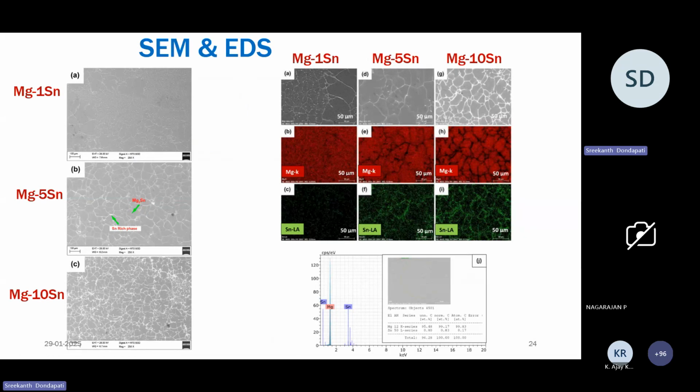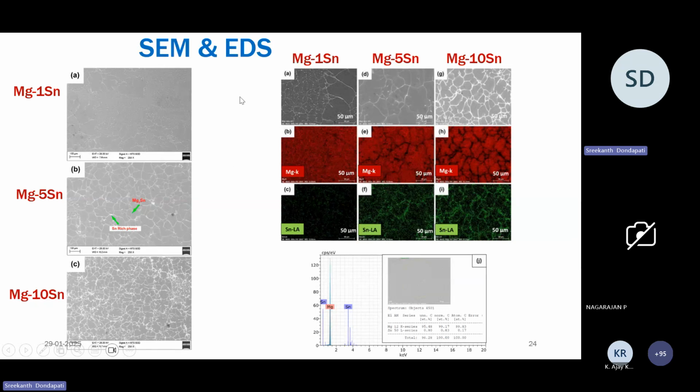This is the scanning electron microscope picture of these three alloy systems. This is magnesium 1 tin, this is magnesium 5 tin, and this is magnesium 10 tin. You can clearly see that the grain size is reducing. With the increase in percentage of tin, grain refinement is happening, and of course the content of Mg2Sn is also increasing. We can clearly see in these micrographs that there exist three phases. One is the alpha matrix phase, the alpha magnesium phase. Then in the grain boundaries, we can see a light gray phase and some kind of bright phase.